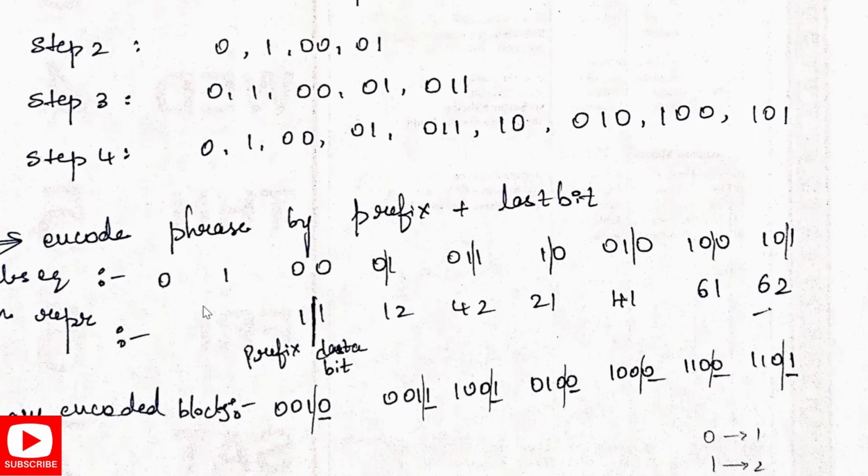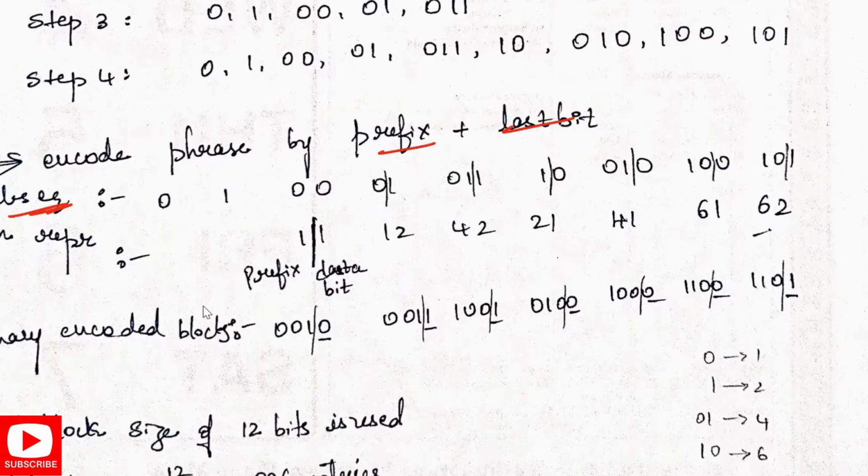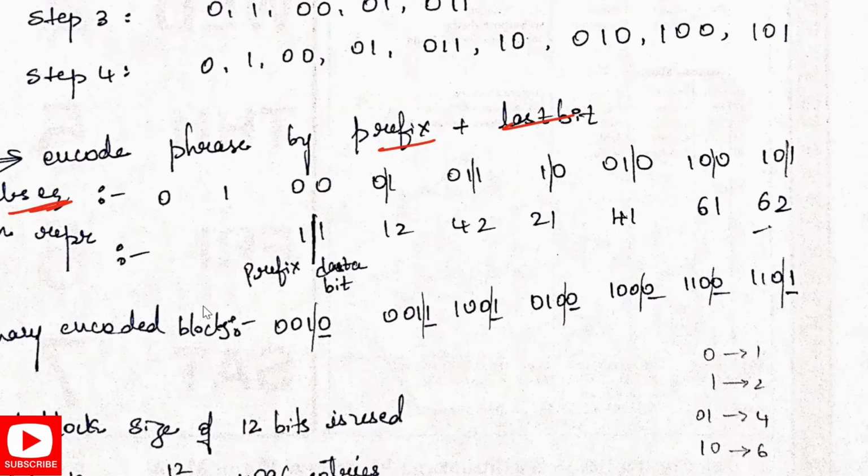After this, encode the parsed phrase by the prefix and the last bit. So here this is what we have got using the subsequence that we have designed. Now the numerical representation of this you need to write. So basically I am coding it. How am I coding? For the 0, I am writing it as 1. For the 1, I am writing it as 2. For the 0, 1, I am writing it as 4, and for 1, 0 I am writing it as 6.